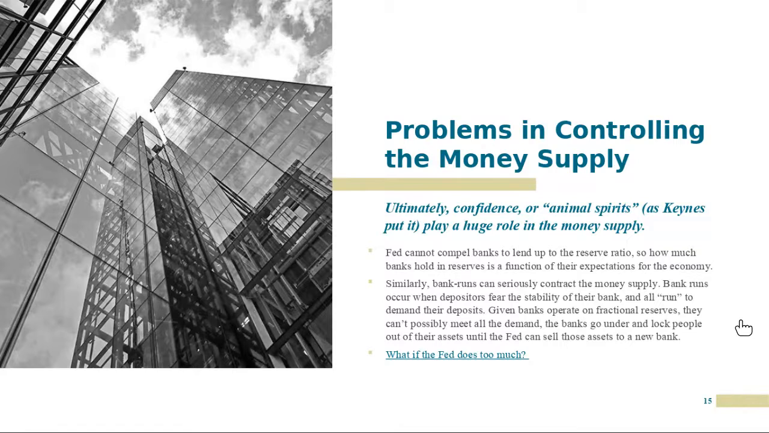Bank runs occur when depositors fear for the stability of the bank and all run to demand their deposits. Given banks operate on fractional reserves, they can't possibly meet all the demand, and the banks go under and lock people out of their assets until the Fed can sell those assets to a new bank. So today, when a bank goes under, the Federal Reserve takes over the bank, insures people's deposits, and then finds a new bank to buy that bank and take over those assets. Now, if you want a perfect example of a bank run, again, I highly recommend you go watch It's a Wonderful Life.